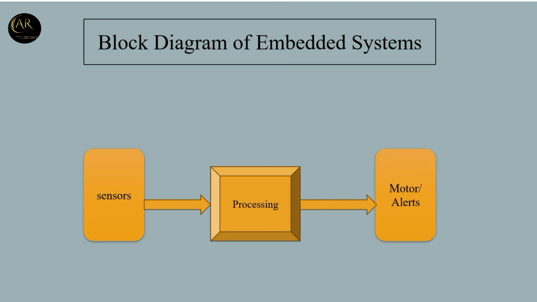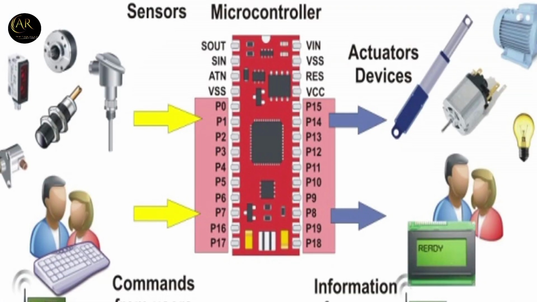For all these functions, we basically need the power supply for the entire system. First of all, we take the power supply to the processing, that is the microcontroller. From the microcontroller we give power to the sensors, motors or LEDs, everything. Power supply is a basic thing.